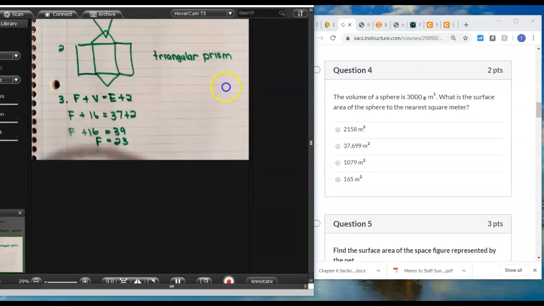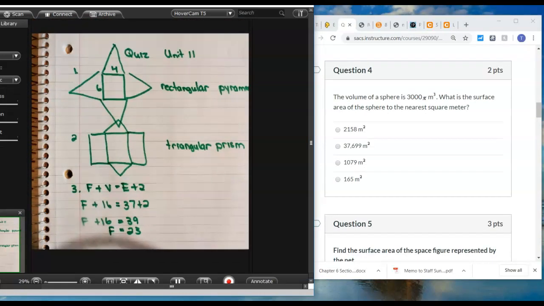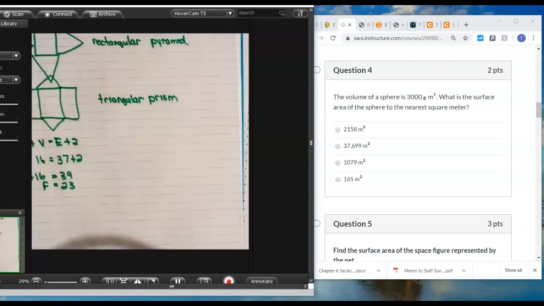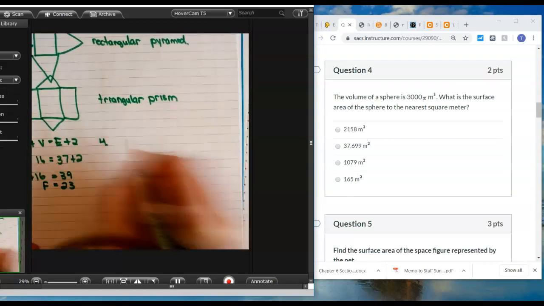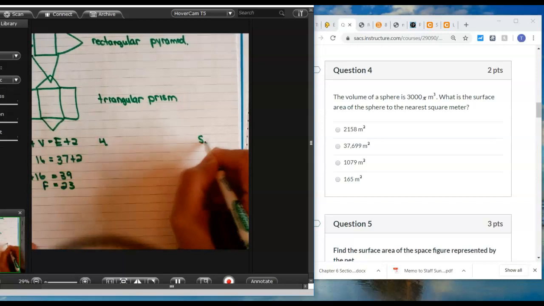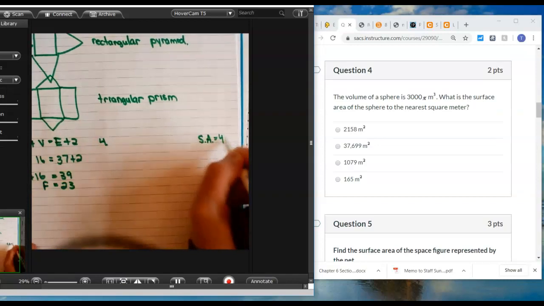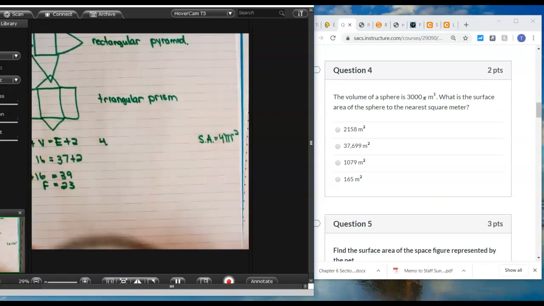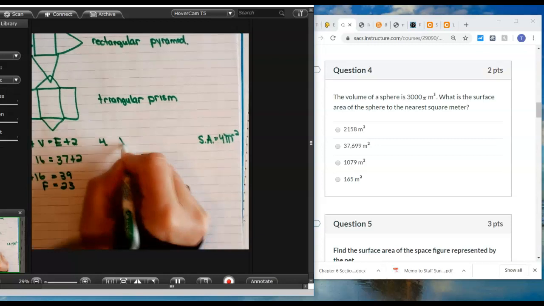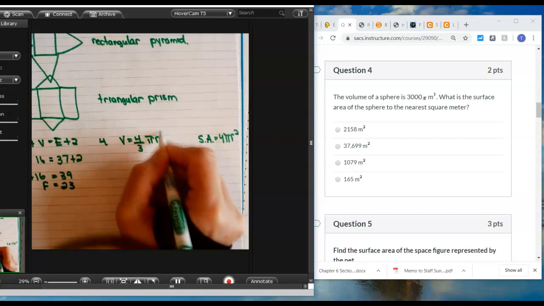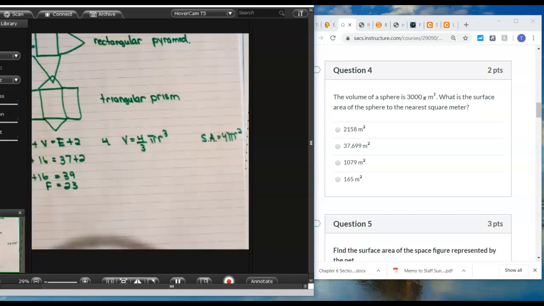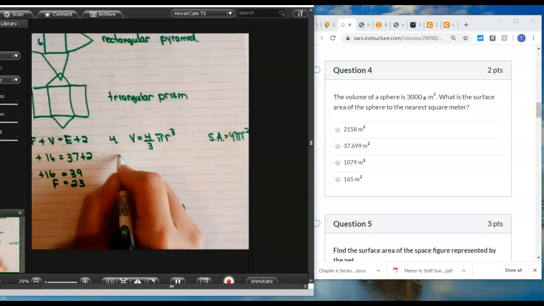Okay, moving on to question number 4. See if we can fit that one in here. So on number 4, ultimately I'm looking for the surface area, and I'm just going to put that formula over here. It is 4 pi r squared. But in order to find that, I need to know what the radius is, and I've been given the volume. So I'm going to start with my volume formula, which is 4/3 pi r cubed. I'm going to substitute in that 3,000 for the volume.